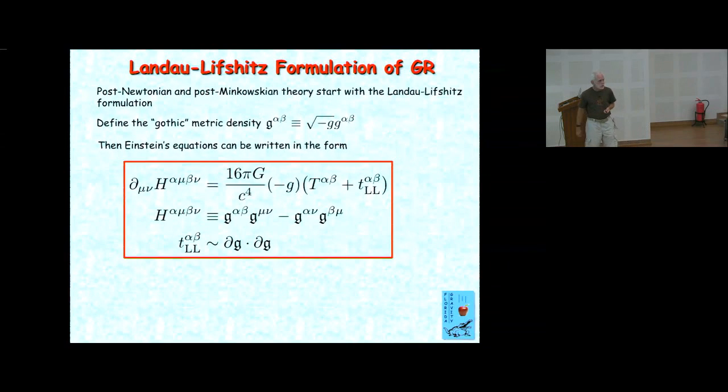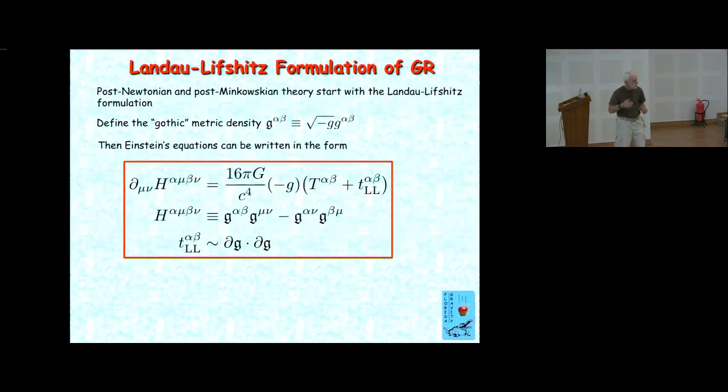But this formulation is based on defining a new object related to the space-time metric. We just call it the Gothic metric density, because you use a Gothic font to describe it. It's equal to the inverse metric, with the indices upstairs, multiplied by the square root of minus the determinant of the metric. The minus sign is just to make the determinant positive, because for normal space-time, g is negative, so this makes it a real square root. So the square root of minus g times the inverse metric defines this new object called the Gothic metric. That's going to be the fundamental tool that we use to reformulate general relativity.